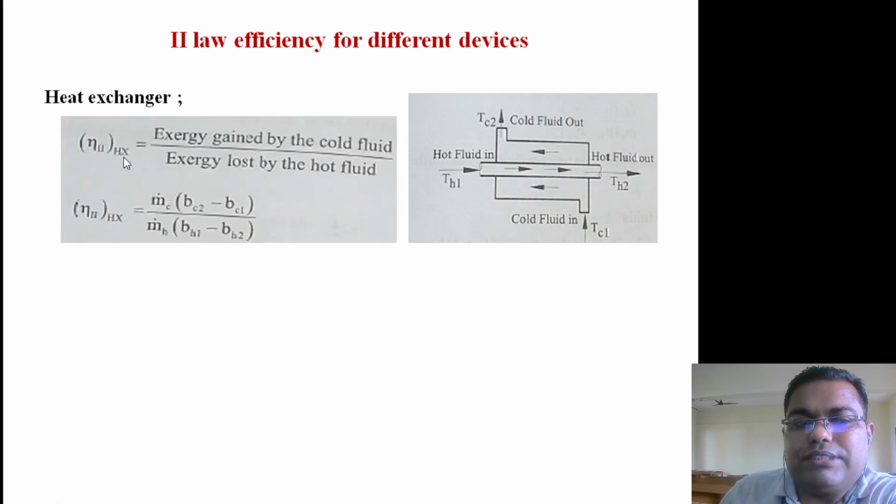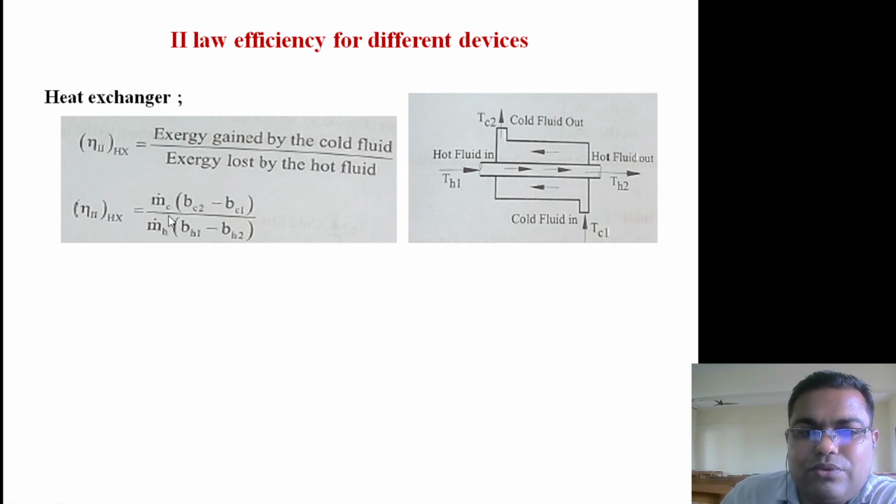So the second law efficiency of the heat exchanger will be the exergy gained by the cold fluid, or the available energy gained by the cold fluid, divided by the available energy lost by the hot fluid. So the hot fluid will lose the energy, and the cold fluid will gain the energy. So the exergy gained by the cold fluid divided by the exergy lost by the hot fluid, this ratio will give the second law efficiency for the heat exchanger. If you want to know how much energy has been gained, you need to find out the available energy of the cold flow, that is given by BC2 minus BC1. This is an open system basically. Mass is entering, mass is going out, and energy transfer is also taking place.